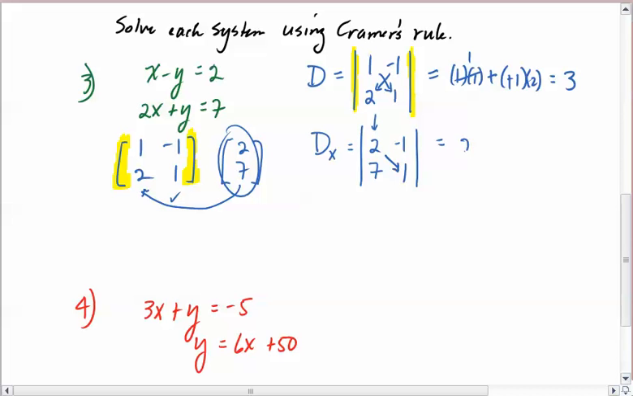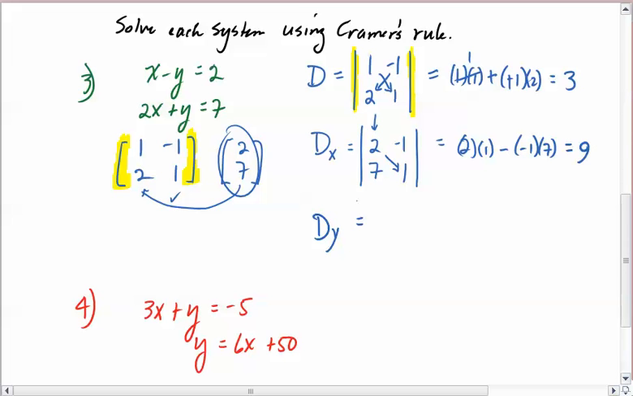So we have that times that, minus negative 1 times 7. So that's 2 plus 7, that's 9. Let me put it over here. That's equal to 9. Try to be consistent. All right, how about d sub y?